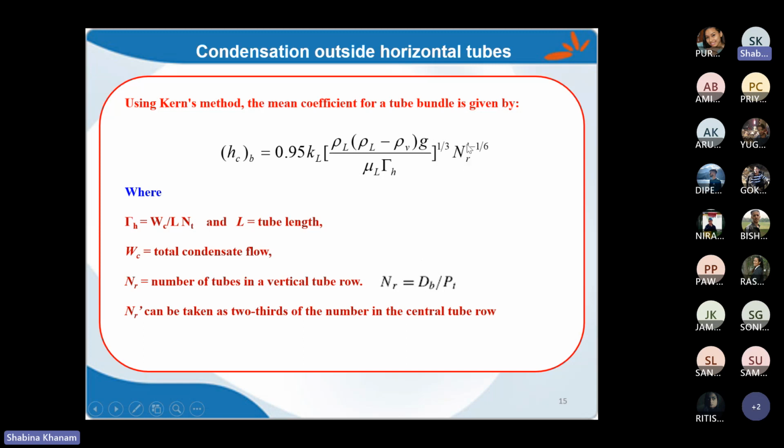Here I am having NR prime, another parameter, not NR. NR would be dB by PT. Now I am having NR prime. What will NR prime be? If this is the cross-sectional view of the bundle, NR would be this much: 1, 2, 3, 4, 5, 6, 7, 8. NR is 8 over here. That is dB by PT, and PT prime should come over here. Please make a correction: dB by PT prime.